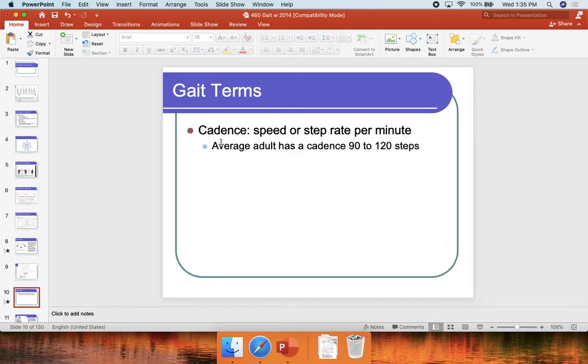The cadence of our walking is the speed or our step rate per minute. Be careful not to think of this as a stride length per minute or a gait cycle rate per minute, but a step rate per minute. The average adult cadence is 90 to 120 steps per minute.